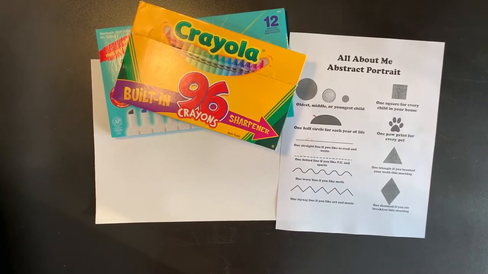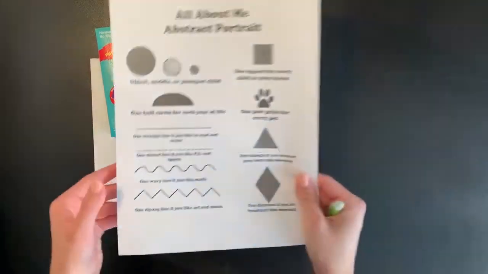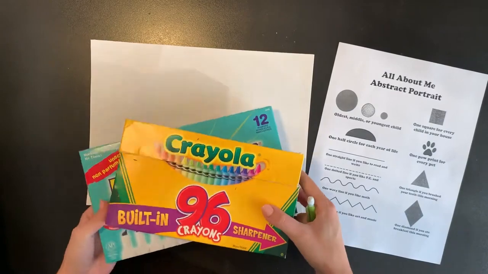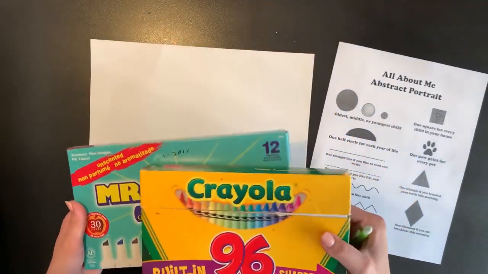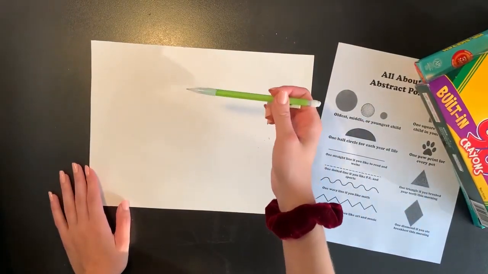Today we're going to make an abstract portrait about ourselves. What you will be needing is your abstract portrait paper, a white piece of paper to draw on, and something to color with. Today I'm going to use crayons to color and I'm going to use some markers to trace. And of course I'm going to start my drawing using my pencil.